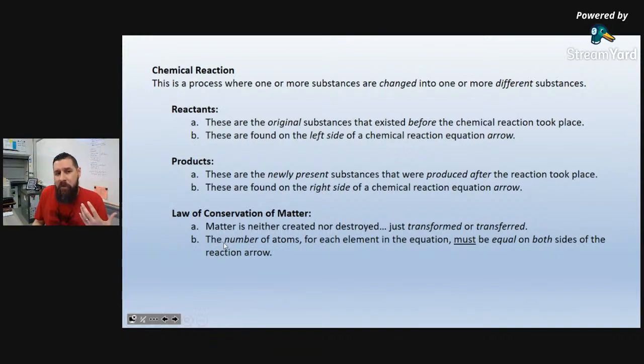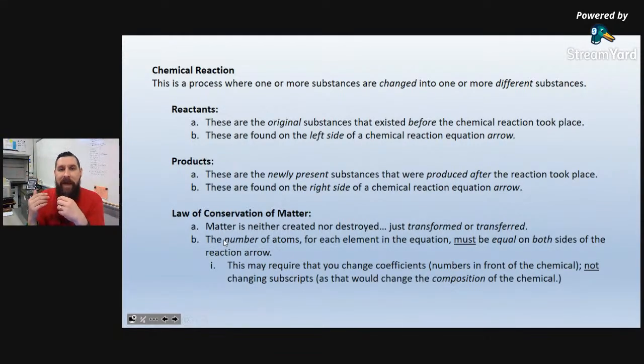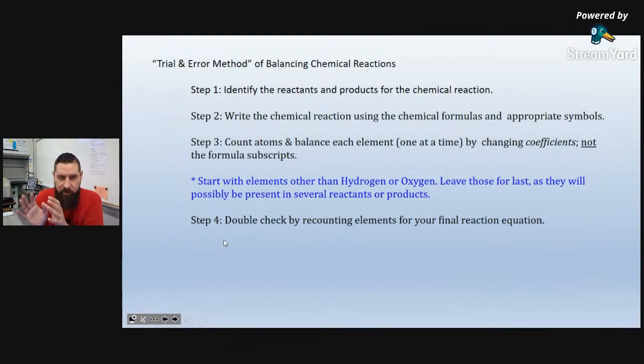Okay? And in doing so, what we find is that this may end up requiring us to change the coefficients, or the numbers in front of the chemical compound. We do not ever change the subscripts on a compound, because if you change the subscript, you change the composition of that compound. So how do we go about balancing? Well, trial and error first, and these are your steps. The first thing we want to do is identify the reactants and the products. Okay? Now for this video, we're actually going to start at step 3. But step 1, you're going to see an example of this at the very end of this video.